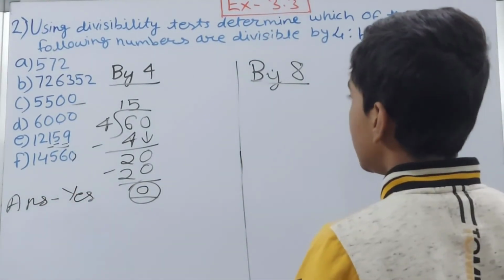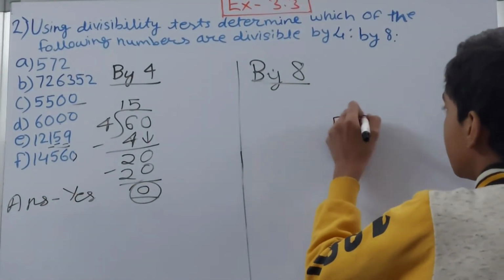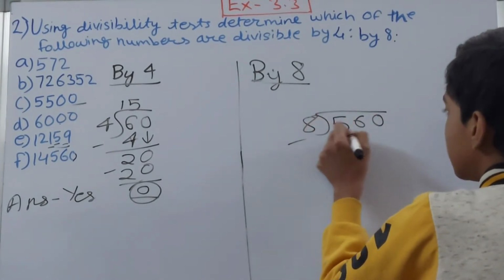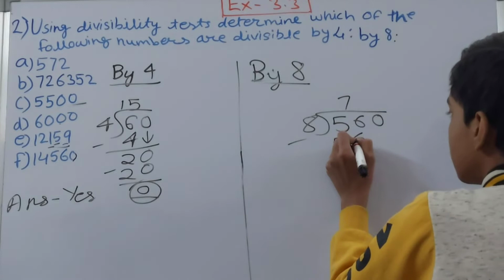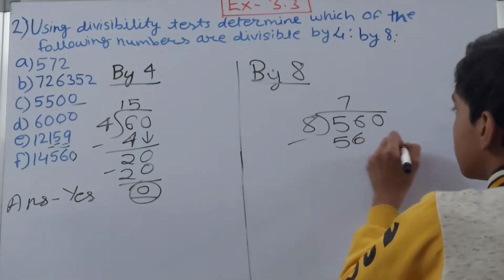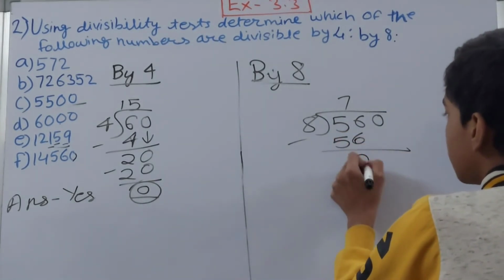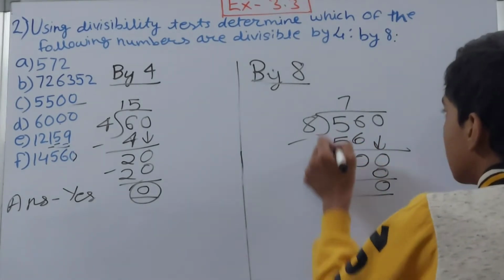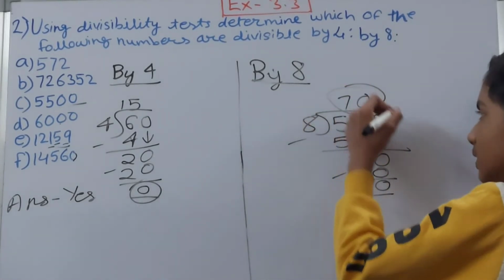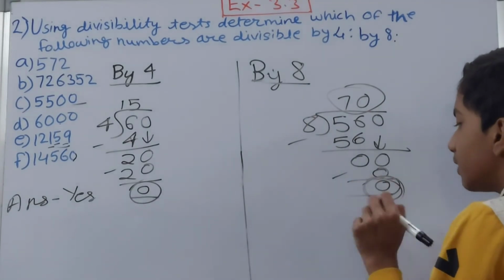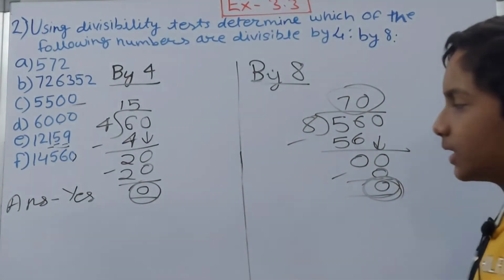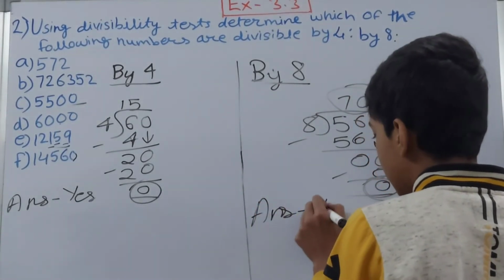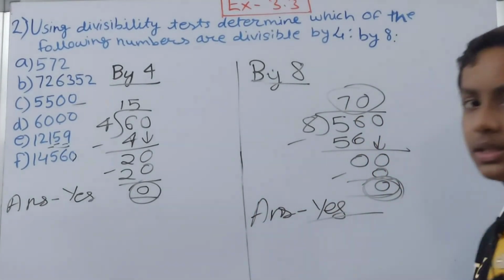Then for 8 you will take the last 3 digits, 560, right? 8, so minus 56, you can take from this 7 times, okay? 56 goes 7 times, so we are left with 0 basically. Bring this 0 down, again minus 0, 0 and 0 here. So you can see we have got 70 and in the remainder we are having 0, right? So that means this number is divisible by 8 as well. So write a yes over here as well.